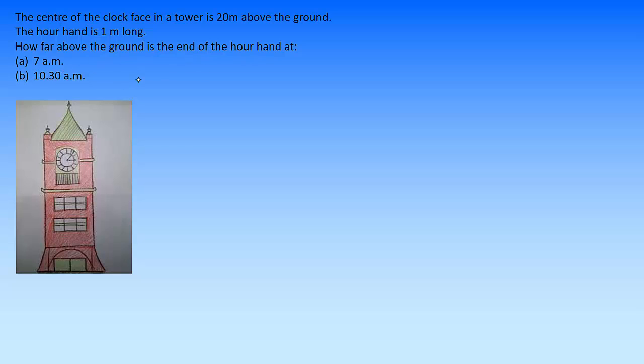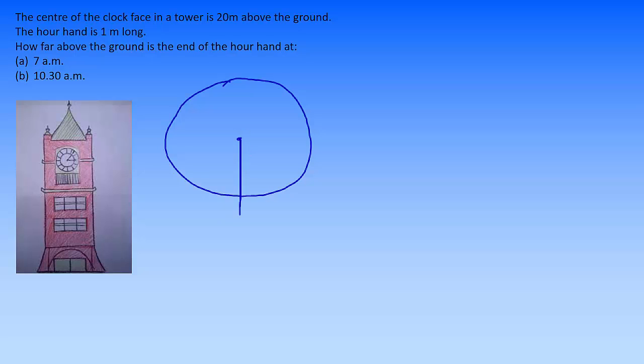Now we want to do the same sort of thing, but at 10:30. So let's draw the clock face again, and of course we know this is the center, and we know that this is 20 meters above the ground. And on the clock, this is the 9, the 12 is up here, so we'll have 10 and 11, and at 10:30 the hour hand, let's just draw that a little bit better, the hour hand will be exactly halfway in between 10 and 11.